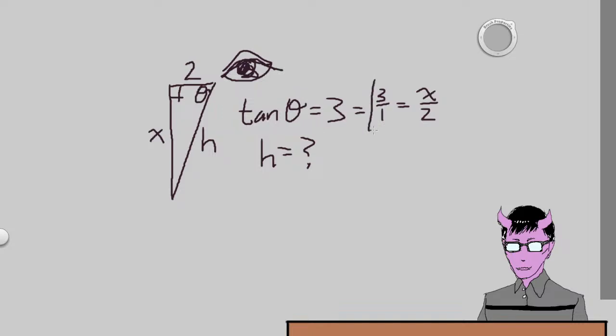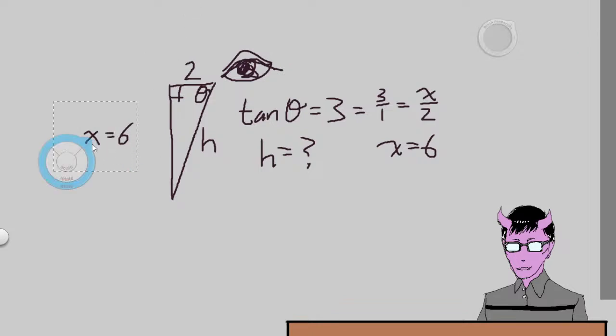Alright, so that's what we're doing. All you need to do is cross multiply. x is therefore equal to 6. So now we know what x is. It's just going to be 6. I'm not going to put 6 is equal to x. I'm going to put x is equal to 6. I guess it's a little bit pedantic. Alright, put it right there.